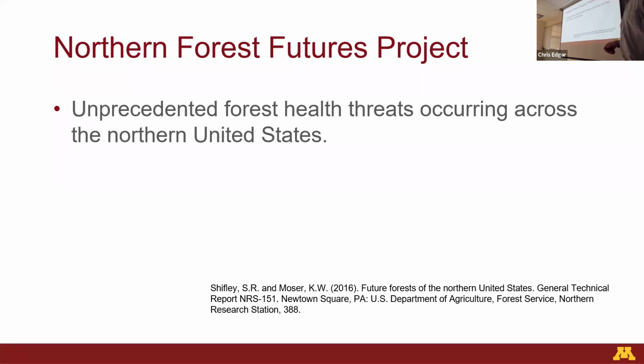So, motivation for this: I was looking at the Northern Forest Futures Project, which was published back in 2016, and it noted unprecedented forest health threats occurring across the northern United States. So yes, the northern United States is experiencing many large-scale and unprecedented disturbances like other parts, not just Texas and California and those places, but we've got some major events going on in the north, according to the Northern Forest Futures Project, plus research that colleagues of mine over at the Northern Research Station have done, emerald ash borer and species like that.